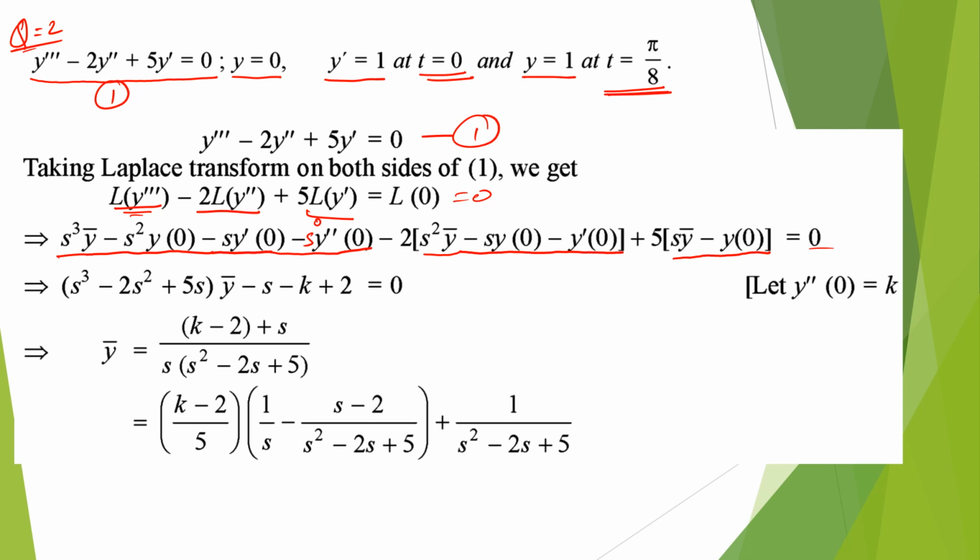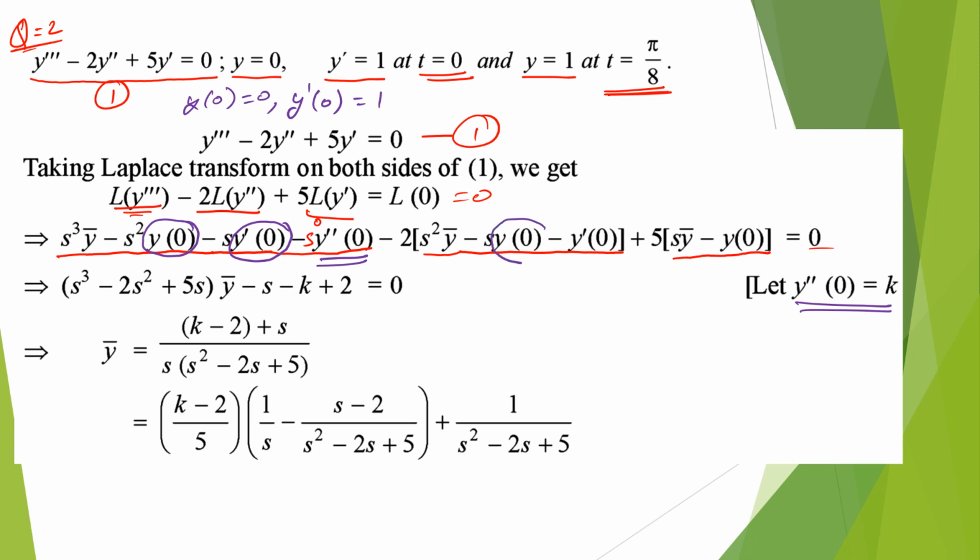Now substituting the values of these conditions, we have y 0 is equal to 0, y dash 0 is equal to 1. So we substitute these values, but we don't have the value of y double dash 0. So we assume that y double dash 0 is k.